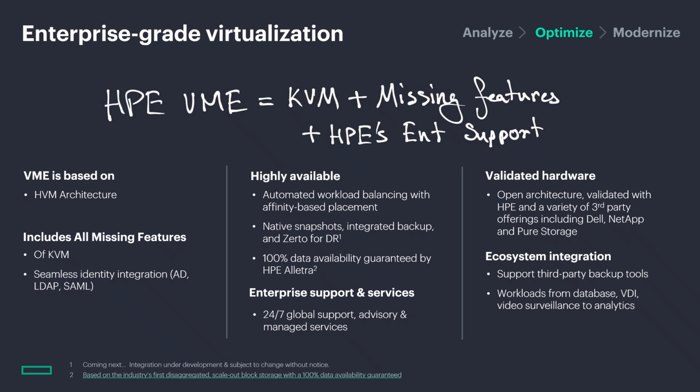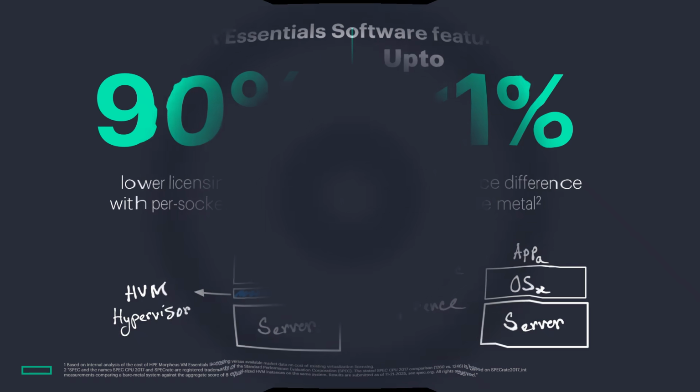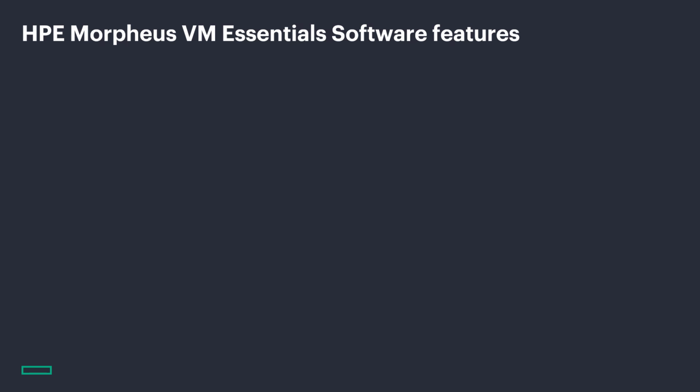Let's look at the HVM architecture. This is a Type 1 bare metal hypervisor integrated directly into the Linux kernel. Because it's so close to bare metal, you will get performance that is virtually indistinguishable from a non-virtualized server. The technical deep dive: VME features.